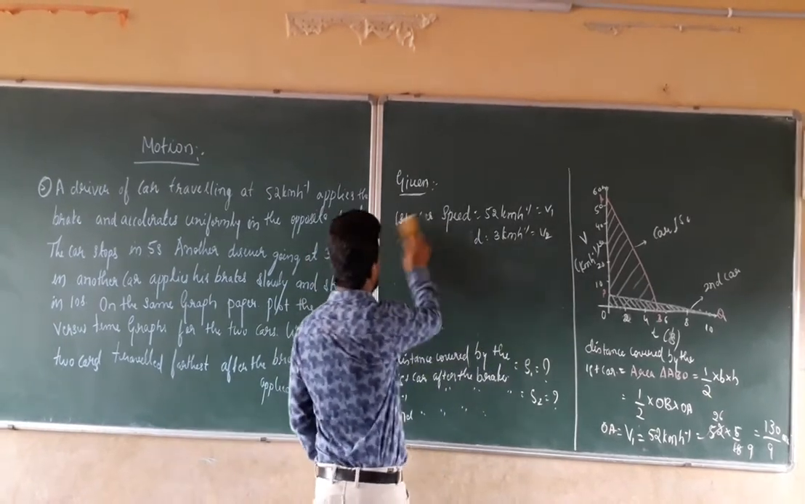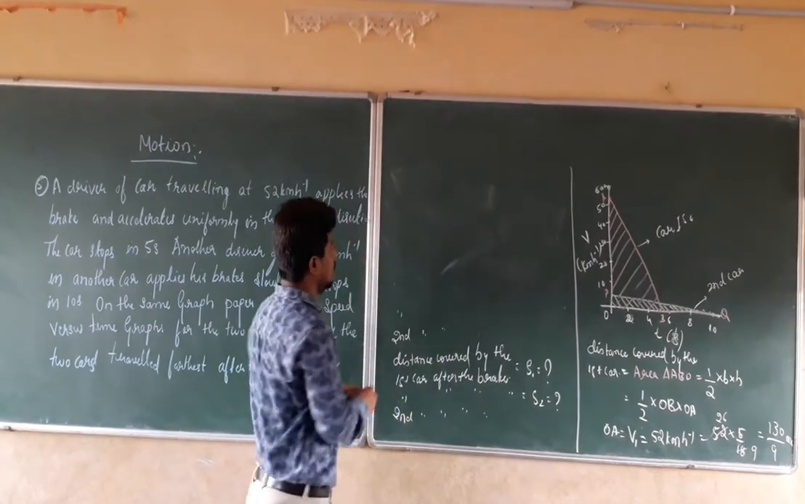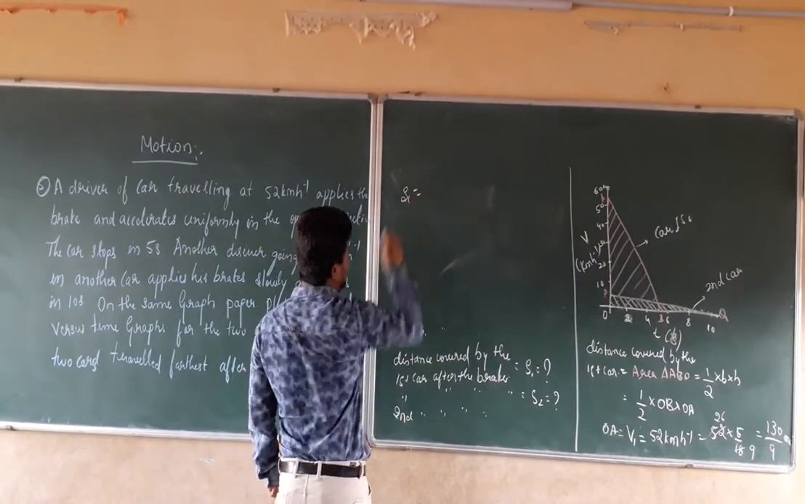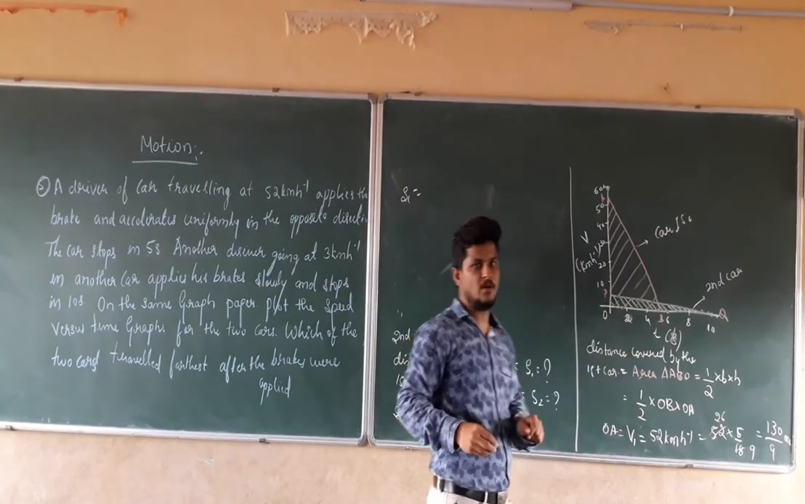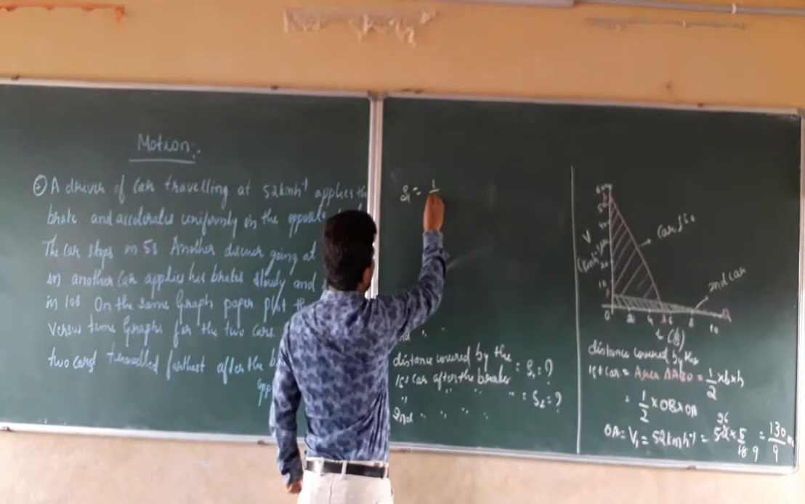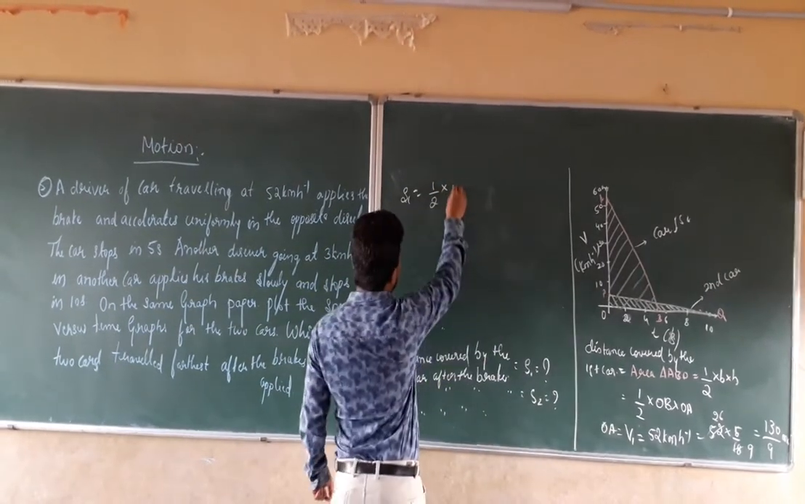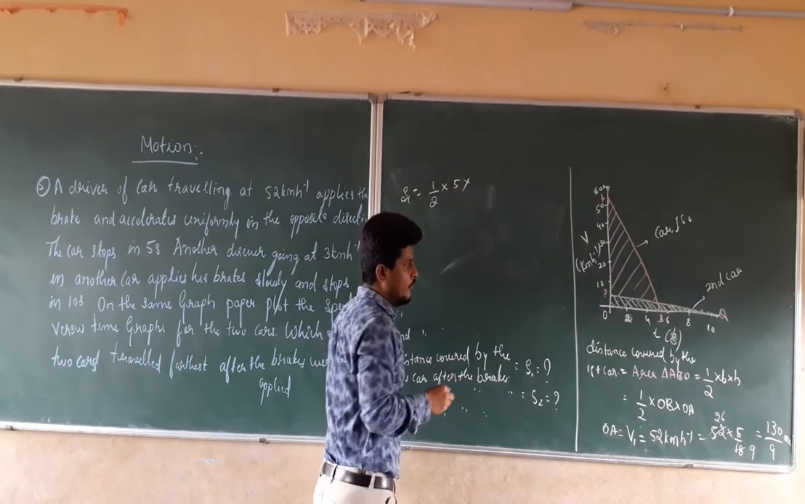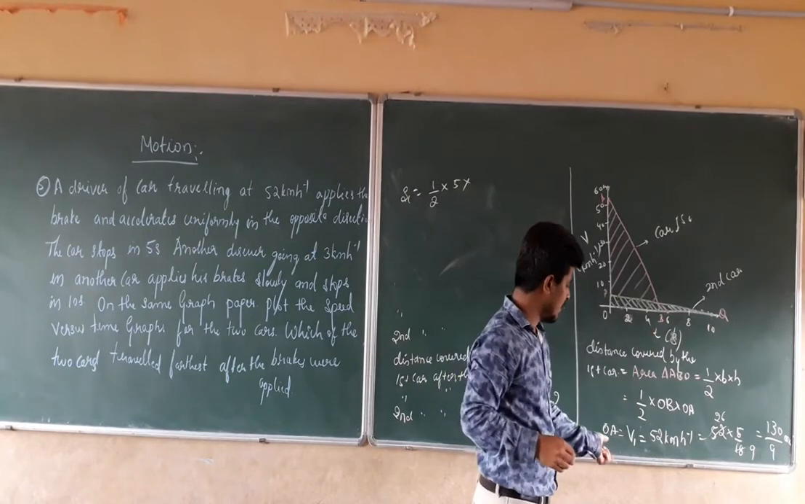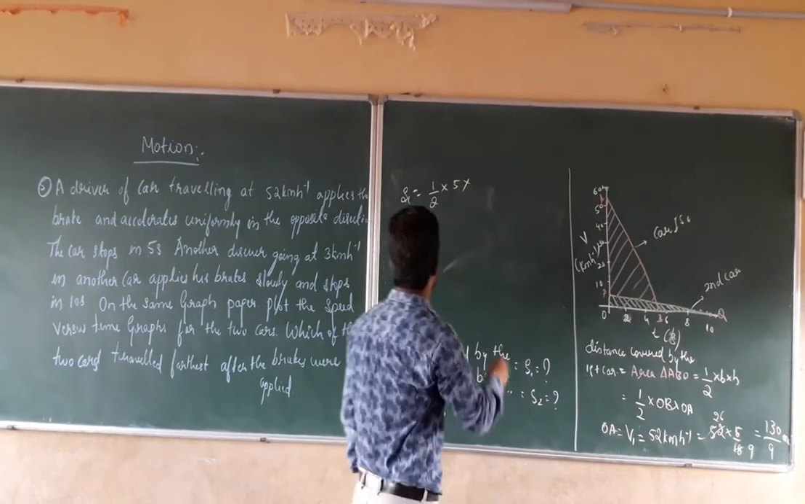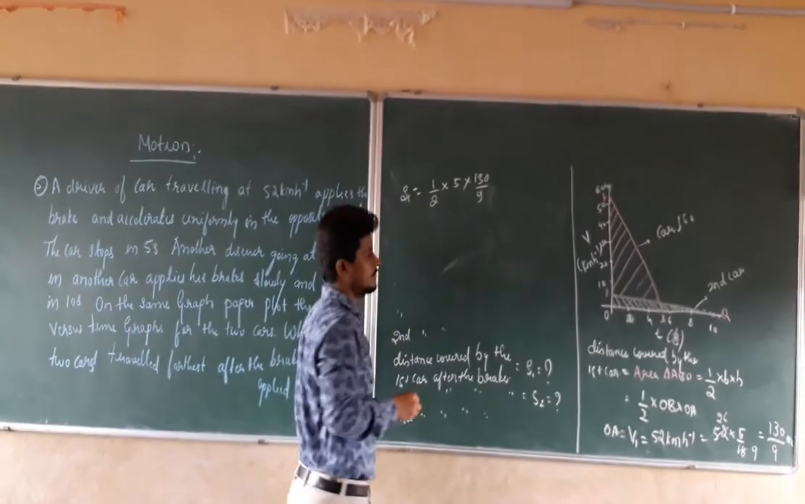We are going to calculate the distance covered by the first car, that is S1. S1 is the distance covered by the first car, which is the area ABO. That equals half. What is the value of OB here? OB equals 5 seconds. In the same manner, what is OA? OA is equal to 130 divided by 9.